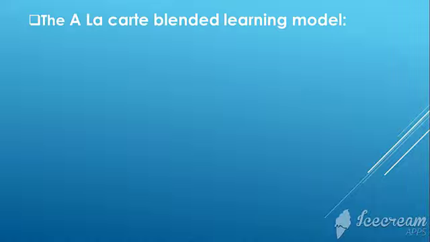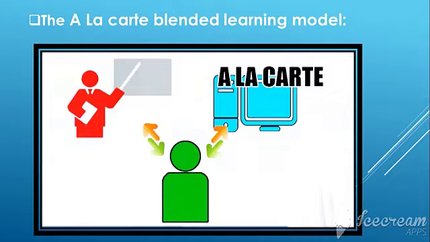Number 3, the a la carte blended learning model. It involves only online instruction, but the training may take place in a physical classroom or lab, and may supplement the instruction that the learner will receive in a brick-and-mortar classroom environment.